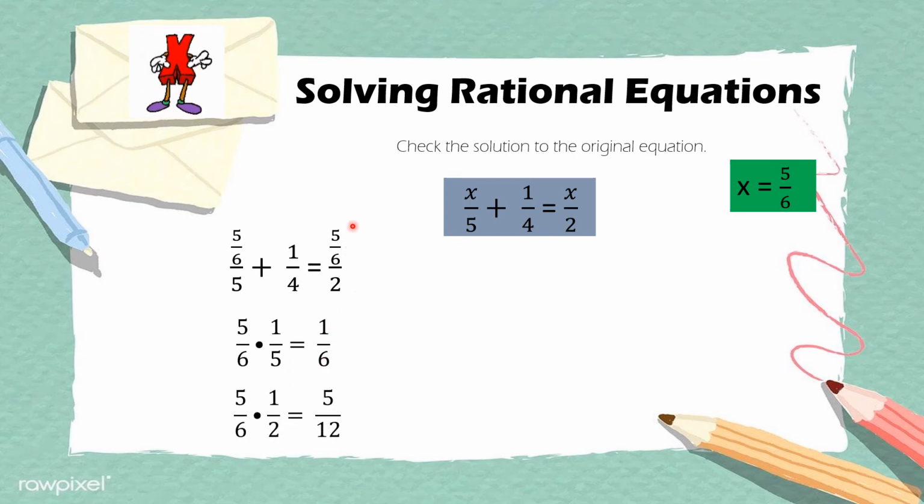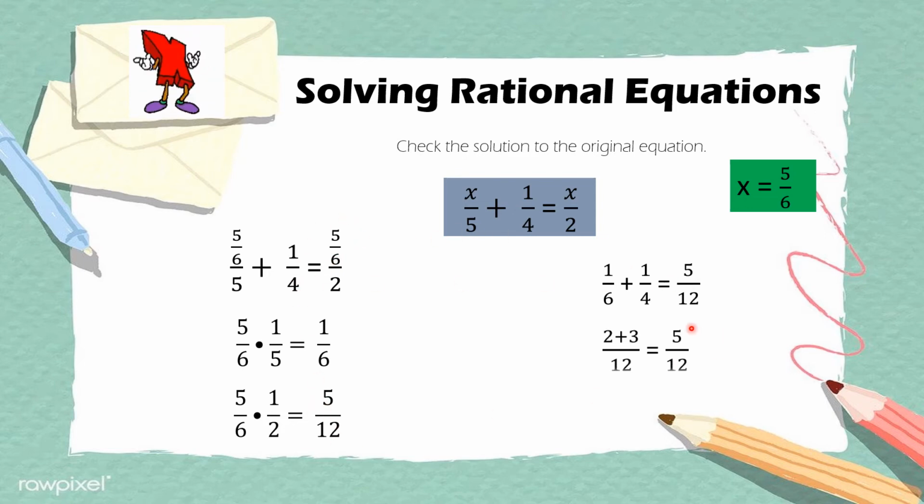Next, dividing 5 over 6 by 2. So get the reciprocal of 2 over 1, which is 1 over 2. Then proceed with the multiplication. So 5 multiplied by 1 is 5. 6 multiplied by 2 is 12. So instead of writing this number, you can rewrite it as 1 over 6. This one is 1 over 6 plus 1/4, and this one is 5 over 12.